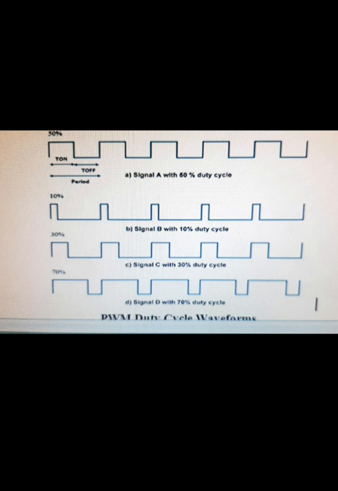Consider a pulse width of 10 milliseconds which remains on for 2 milliseconds. The duty cycle of this pulse will be D equal to 2 milliseconds divided by 10 milliseconds, into 100. That means the duty cycle is 20%.